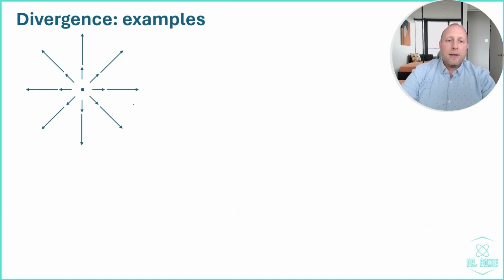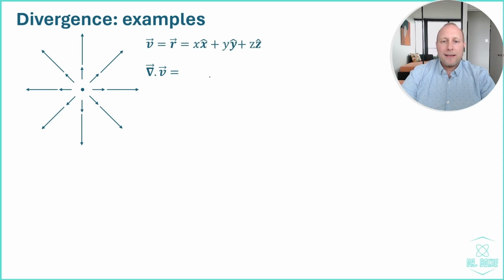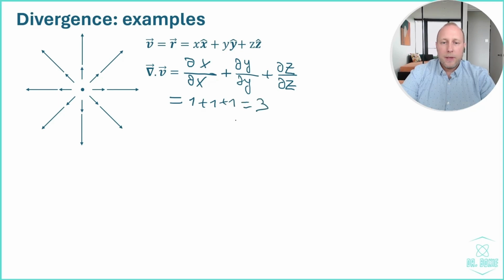So for the first example, this vector field is given by the expression x times x hat plus y times y hat plus z times z hat. What is the divergence of that vector field? Well, it is the derivative with respect to x of the x component, which is just x itself, plus the derivative of the y component, which is y, with respect to y, plus the derivative of the z component, which is z, with respect to z. And each of these is 1, so we get 1 plus 1 plus 1, in other words, 3. So we indeed get some positive number.